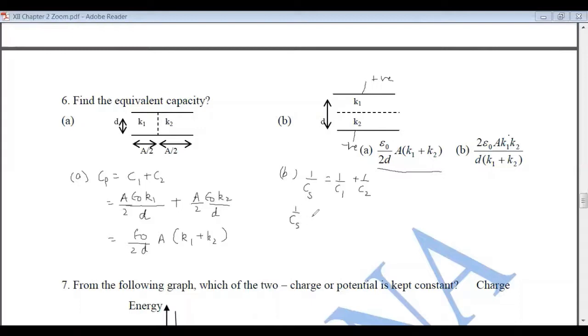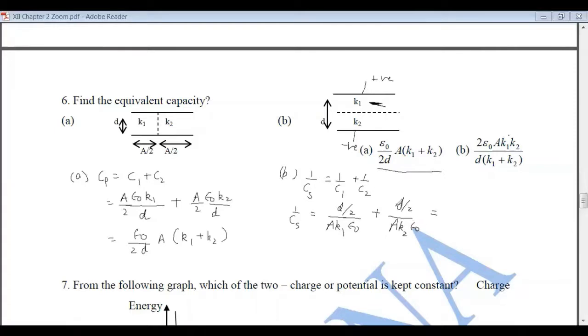So 1 upon Cs is, C1 is, the area of the plates is A, K1 into epsilon naught upon the separation distance. The separation distance will be D by 2. Why? Because the total separation distance is D and we are finding the capacitance only of this capacitor, so the separation distance of these two plates will be D by 2. Plus 1 upon C2. C2 is A K2 epsilon naught, again this distance is D by 2.